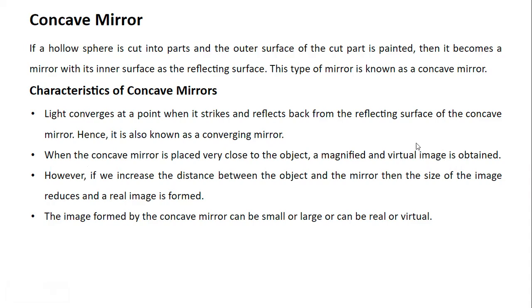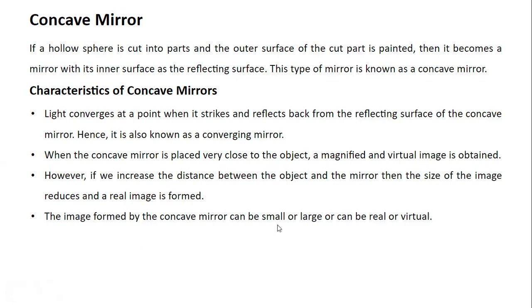We have two types of image. We will see in the next slide that there are two types of images, a real one and a virtual one. So whenever you are going to get a virtual image, that image will be inverted in nature. Okay. However, if we increase the distance between the object and the mirror, then the size of the image is going to be reduced gradually and a real image is formed.